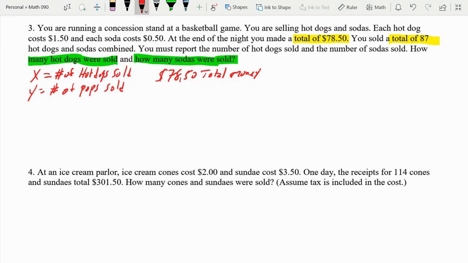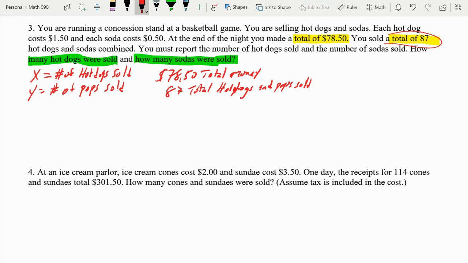And then what was our other total? Our other total was total sold. So there was 87 total hot dogs and pops sold. All right. I know it's a pain, but if you get used to doing this, it actually makes problems easier for yourself.